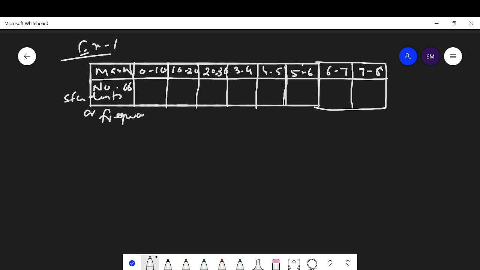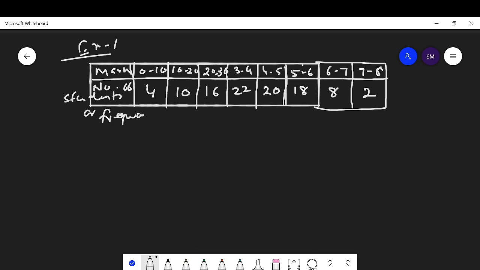Then the frequency: how many students score between 0 to 10? 4 students. Then 10 to 20, 10 students. Then 20 to 30, 16 students. Then 30 to 40, 22 students. Then 40 to 50, 20 students. This is the frequency, meaning the number of students who score in each interval. 50 to 60, 18 students. Then 60 to 70, 8 students. Then 70 to 80, excellent performance by only 2 students.